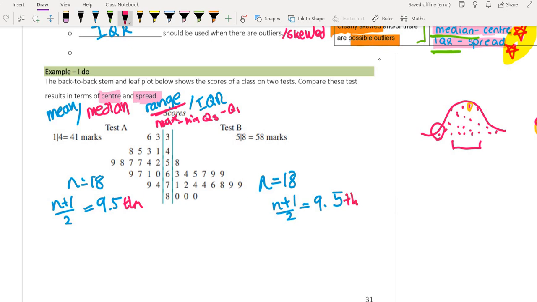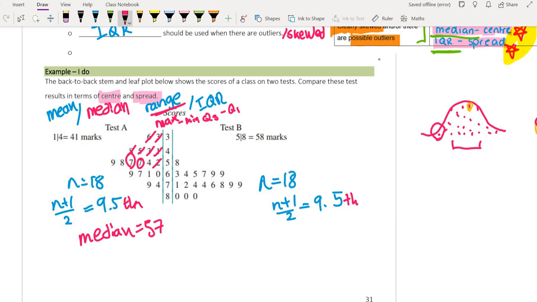Then you make sure you're counting this way, because we're going lower and this is higher. Like, this is 33, whereas this is 36. So we want to go the right way. So 1, 2, 3, 4, 5, 6, 7, 8, 9, and 10 is here. So it's between these two numbers, and they're both 57. So the number between 57 and 57 is 57. So the median for this one is 57.